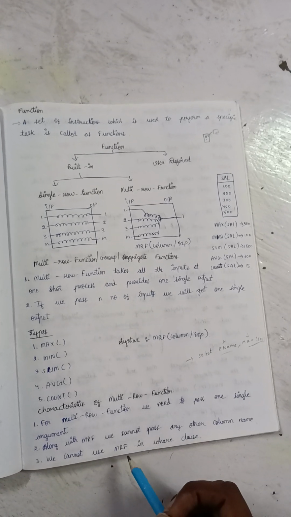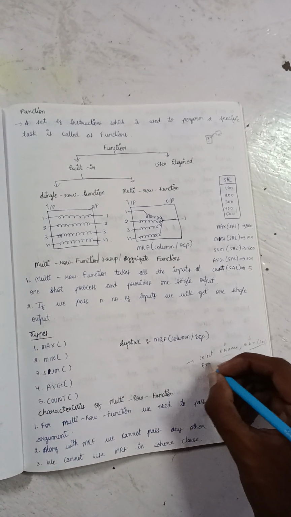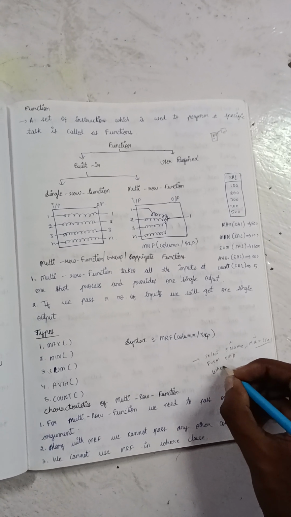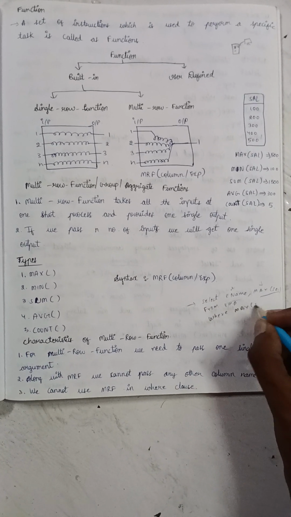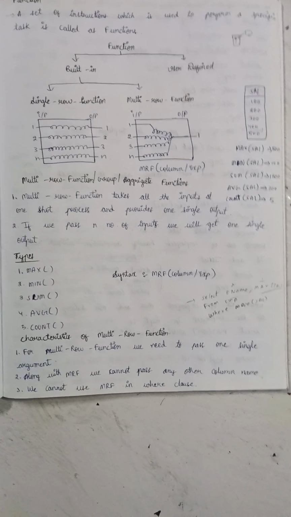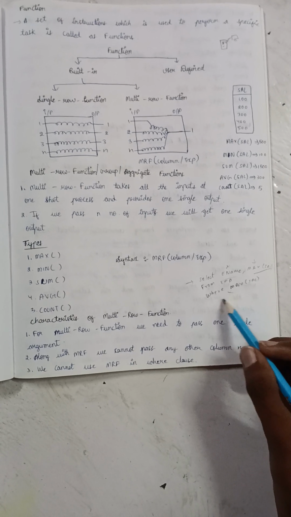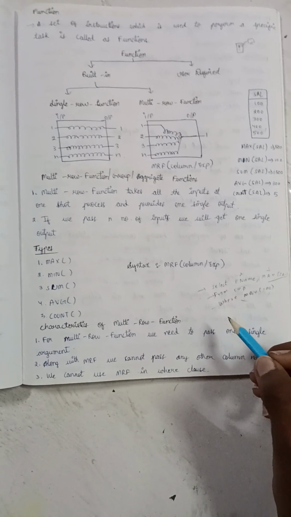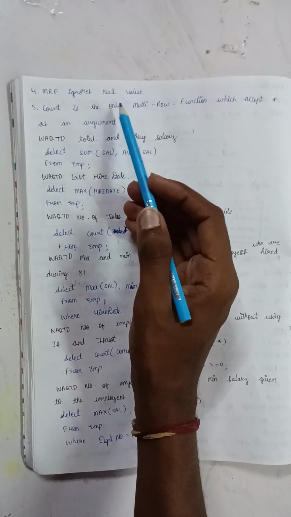We cannot use a multi-row function in the where clause. For example, from EMP where max of sal, we cannot pass like that. The from clause is executed first, and the where clause works row by row with conditions, so the group function cannot be executed there. Multi-row functions also ignore the null values.